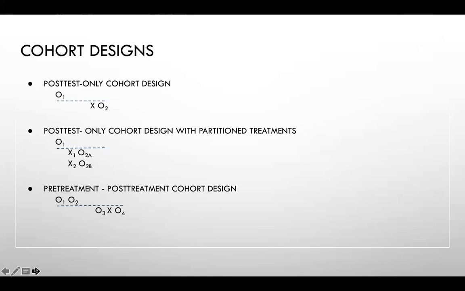The next is your pre-treatment, post-treatment cohort design. Here, the first cohort is pre-tested, O1, and then post-tested, O2. The second cohort is pre-tested, and you see that in O3. They're treated with X and then post-tested, O4. The advantage of this pre-test asserts that two cohorts were similar prior to treatment. The disadvantage is that the pretest threatens external validity through sensitization. Remember, whenever there's a pretest, you are at risk for pretest sensitization.